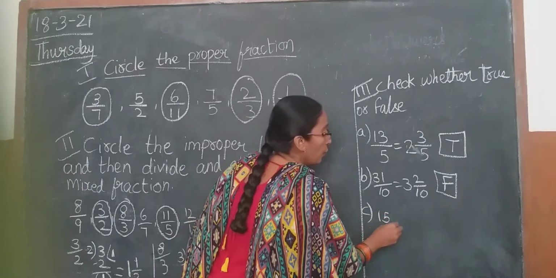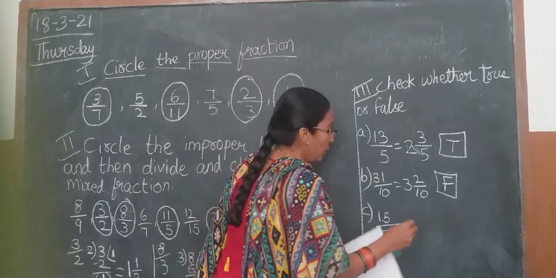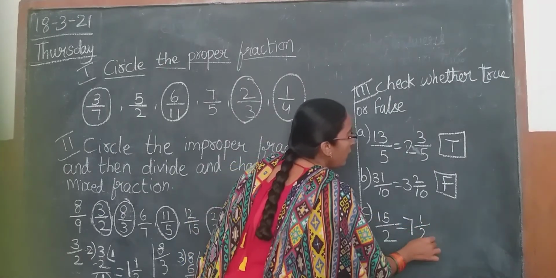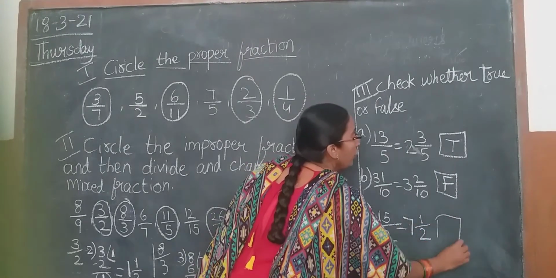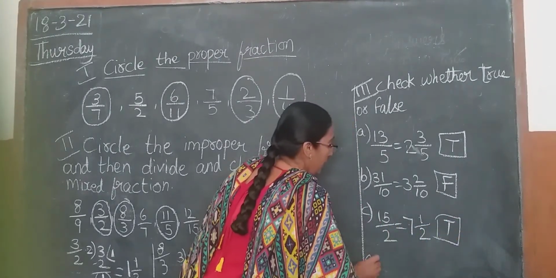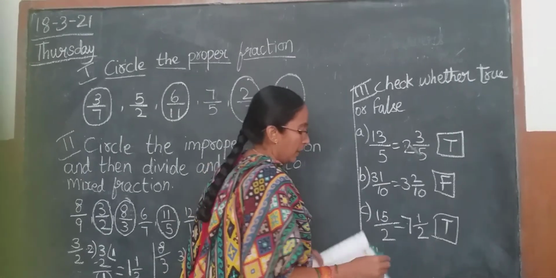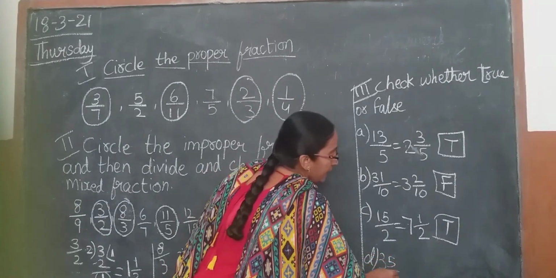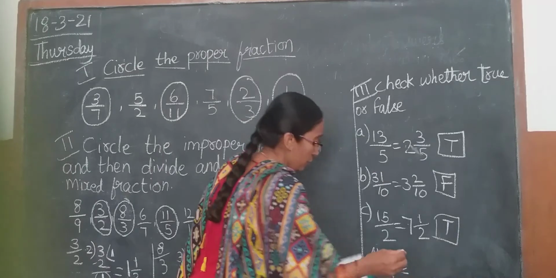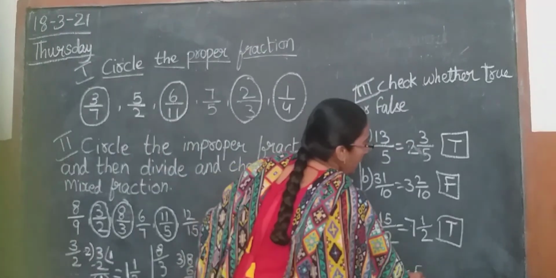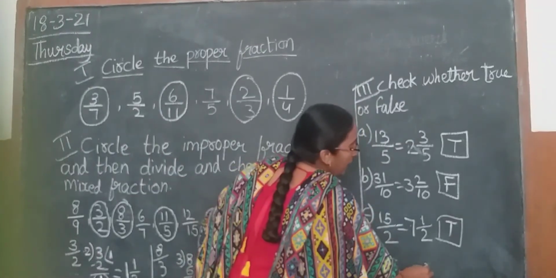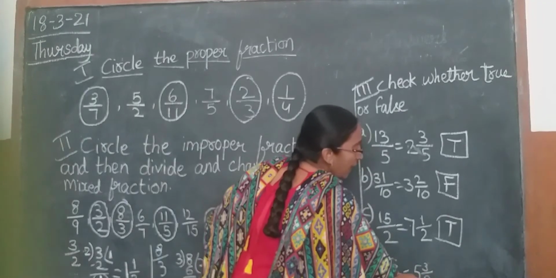15 by 2 is equal to 7 1 by 2. 7 2s are 14. 15 by 2. It is also true. 35 by 8 is equal to 5 3 by 8. 5 8s are 40.